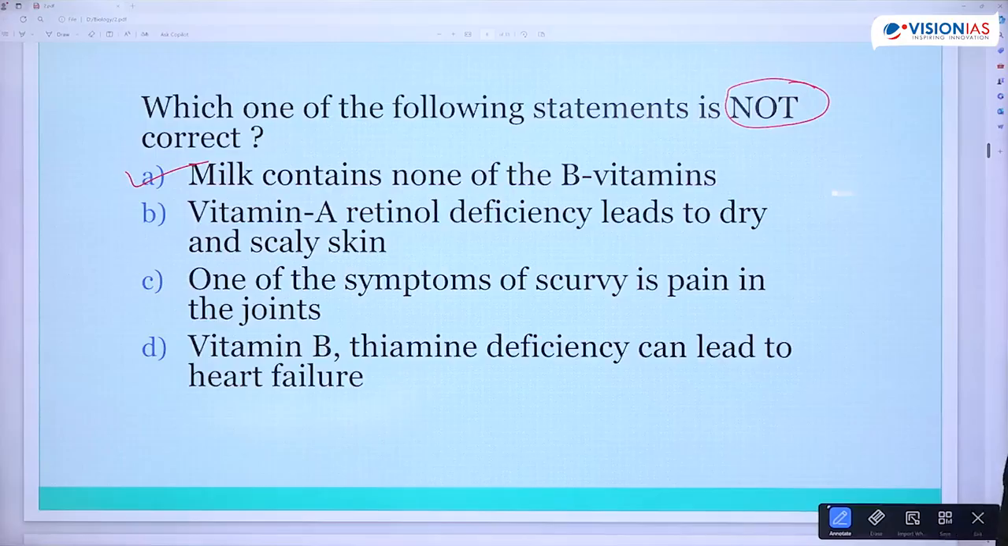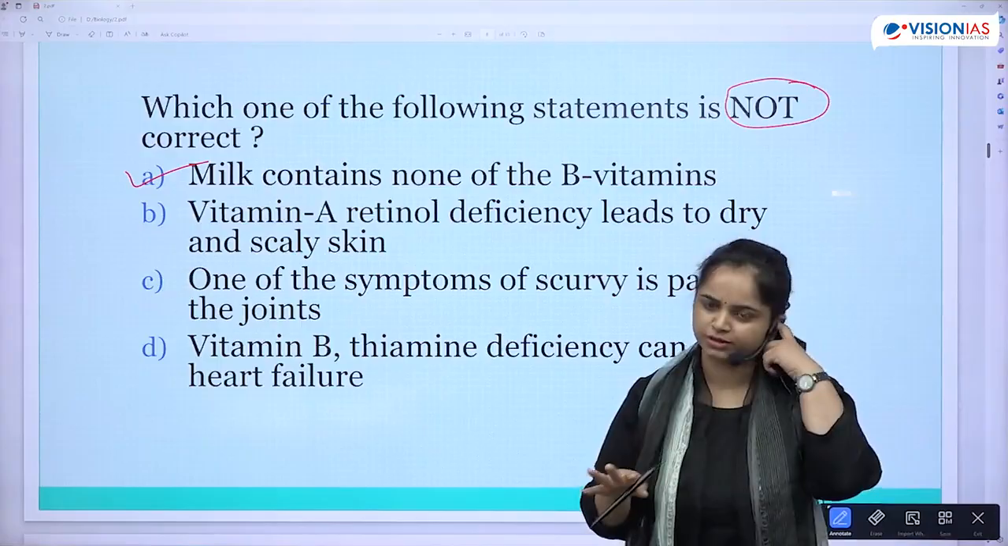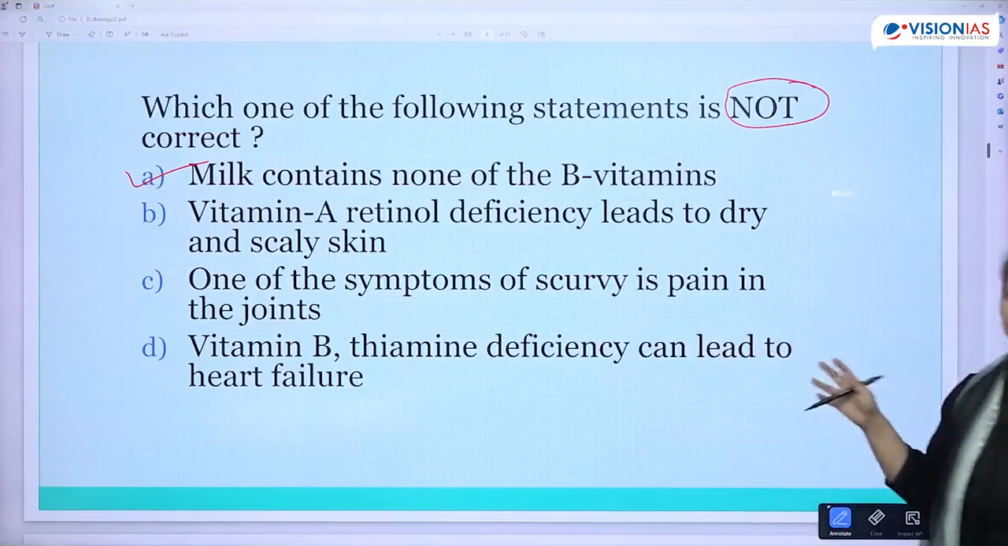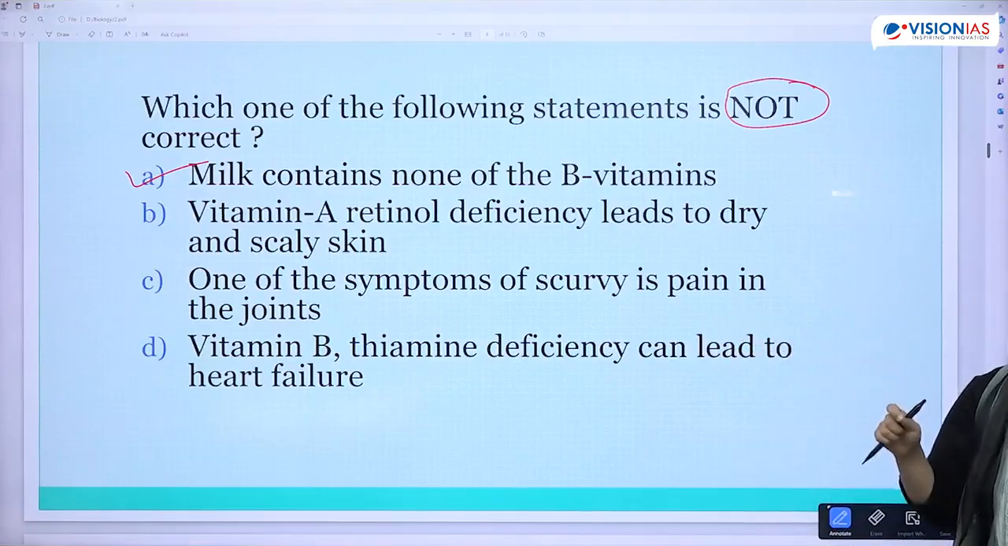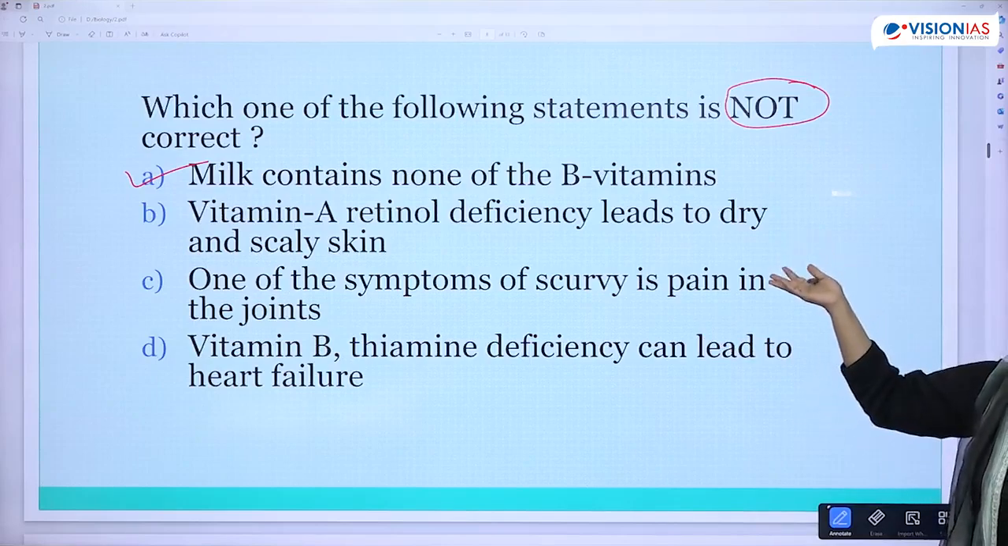Milk is present in vitamin B's. You can go back and look at the different types of vitamin B's. In some of them, milk will definitely be there, okay? Milk is the complete food. Milk has proteins, carbohydrates, fats, minerals, vitamins, everything. Milk contains none of the B vitamins. This statement is incorrect. And this was actually a very simple question if you looked at the answer ultimately.